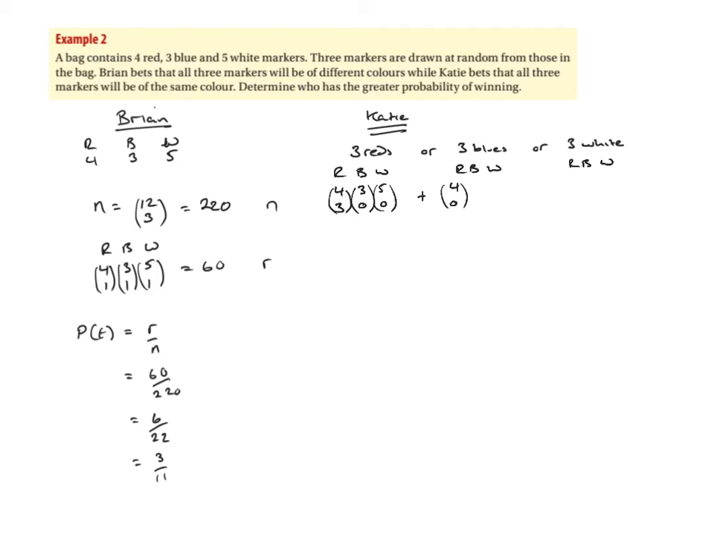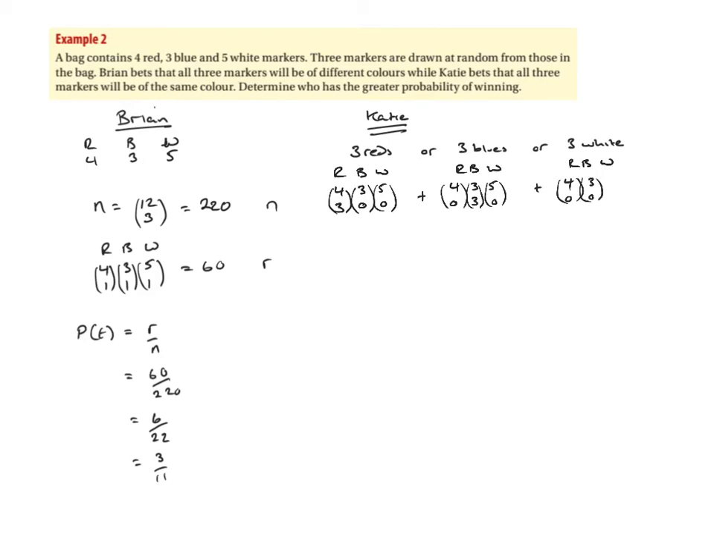We want all of those 3 blues, so it's 3, choose 3. And the whites, we don't want any, so it's 5, choose 0. The or again means plus, and what we have now is the reds. Again, we don't want any reds. We don't want any blues.